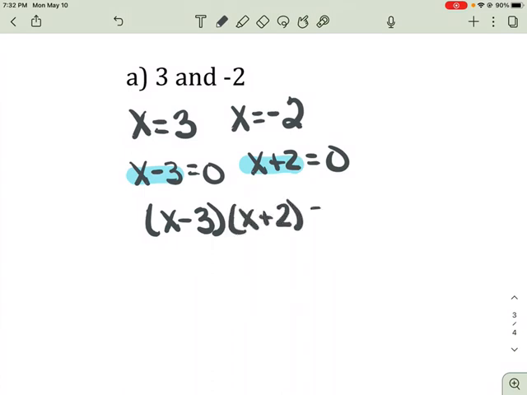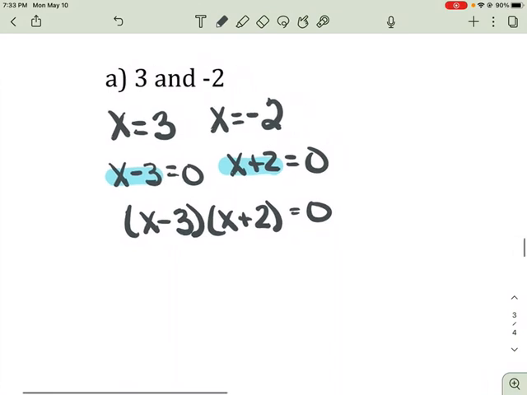Okay, we're going to set that equal to 0. So we're kind of working backwards here. So we're going to multiply that. Now, pick your method. Box, split, distribute, FOIL. Doesn't matter to me. Pick one. Okay, so I'm going to do this one by FOIL.